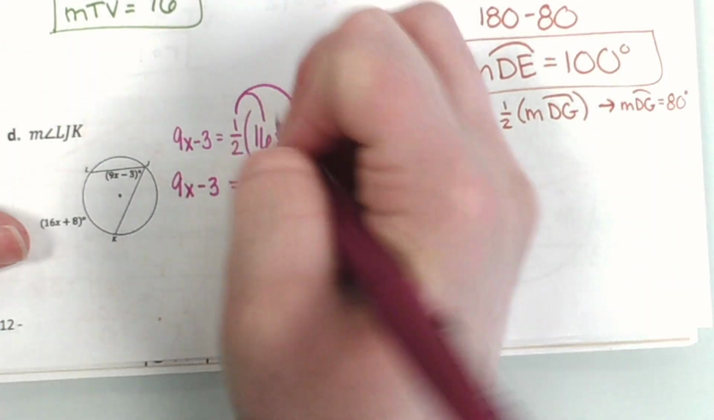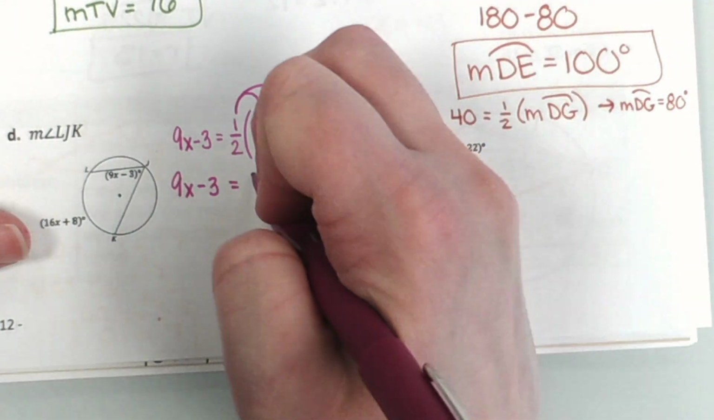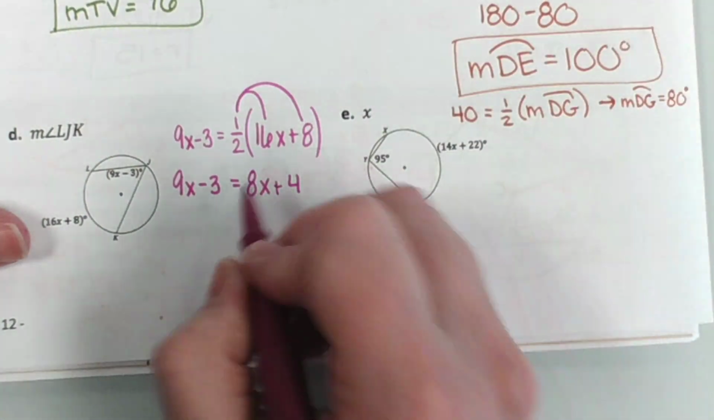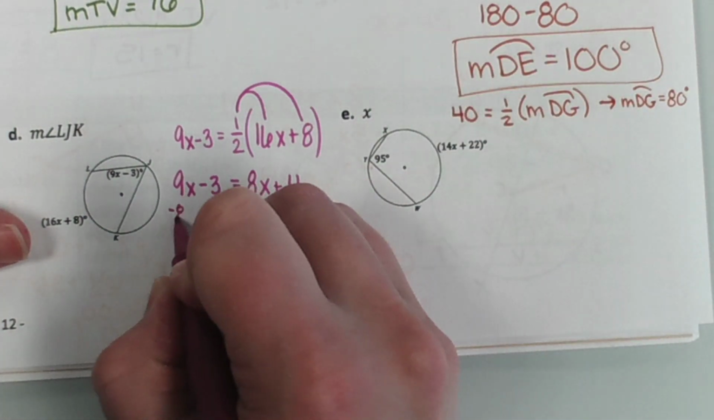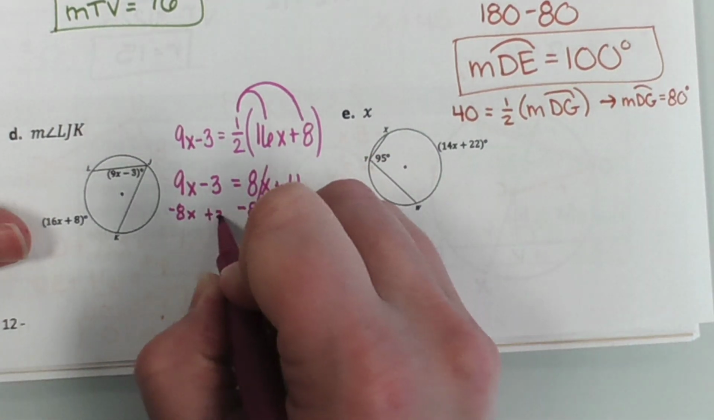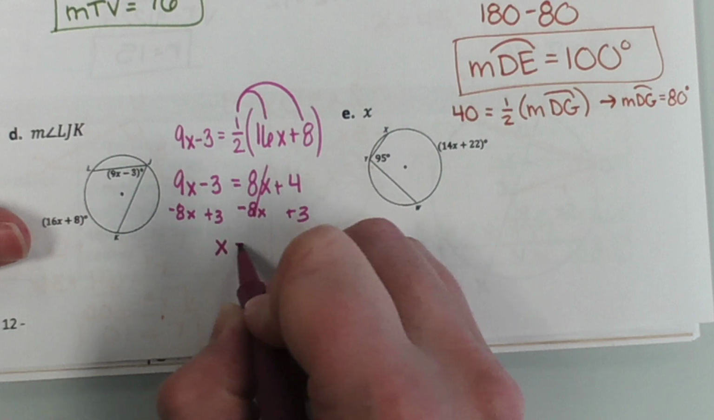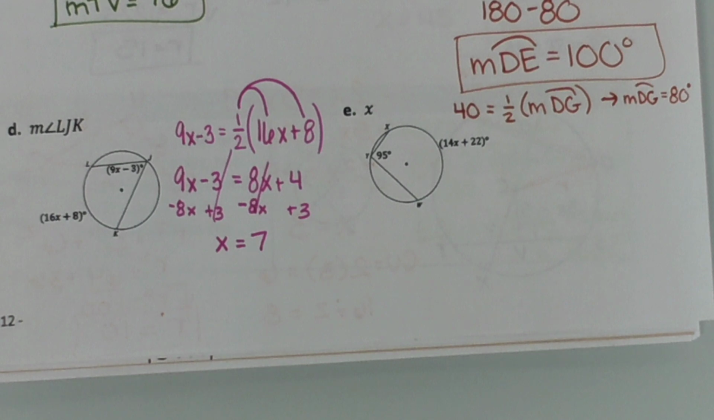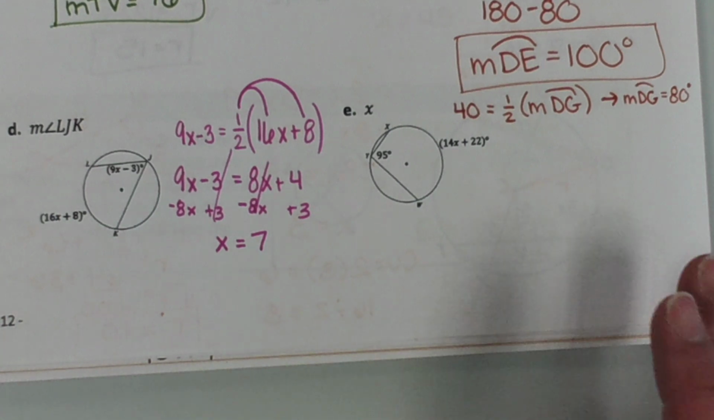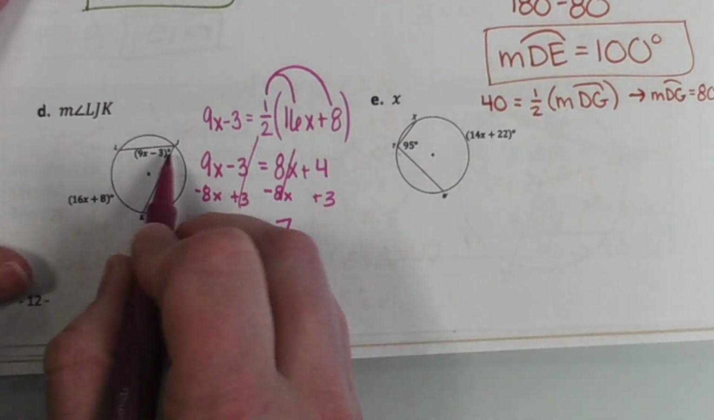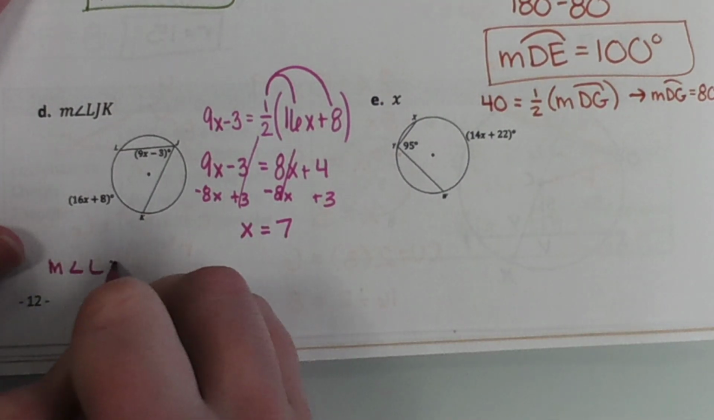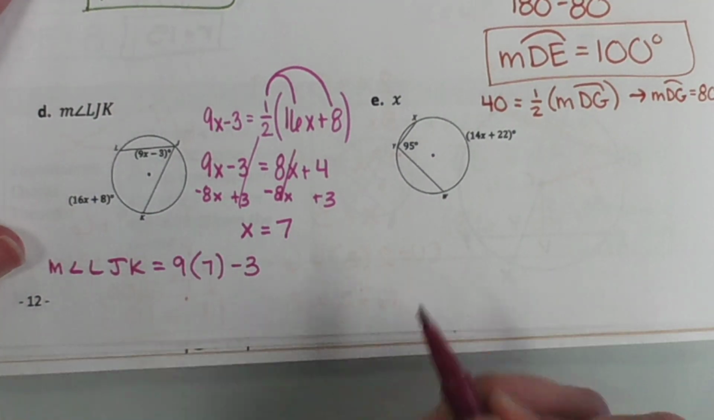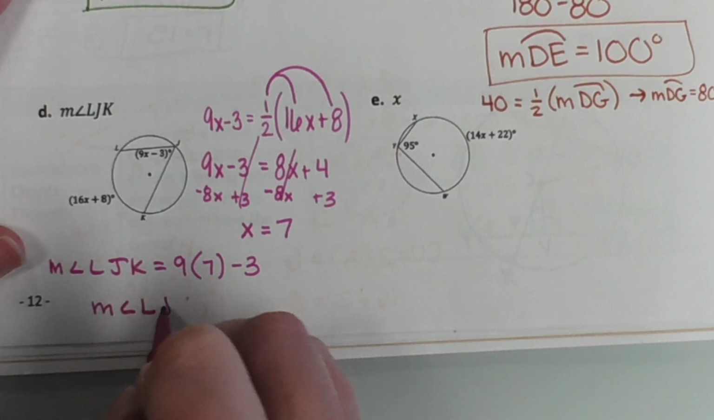9x minus 3 equals 1/2 times 16x, 8x, 1/2 times 8, 4. Now we're solving. Minus 8x, plus 3. X equals 7. Is that what we were looking for? No. What do we need to do? Plug it back into the 9x minus 3, because that's what I was trying to solve for. That 63 minus 3 is indeed 60. 60 degrees.